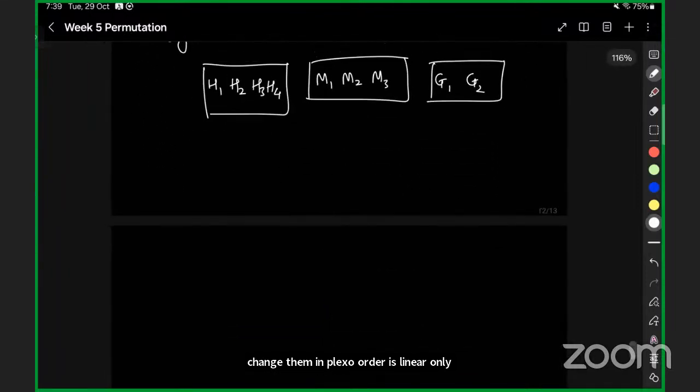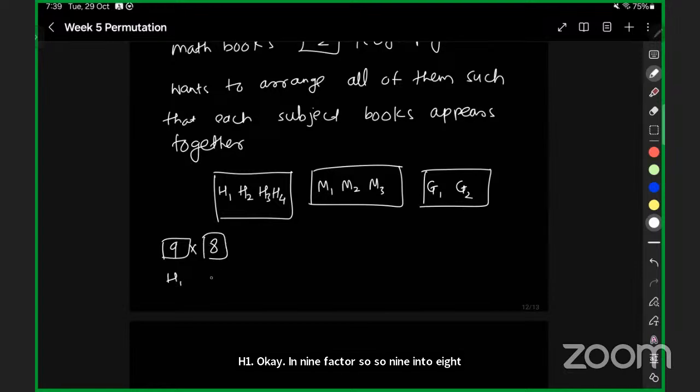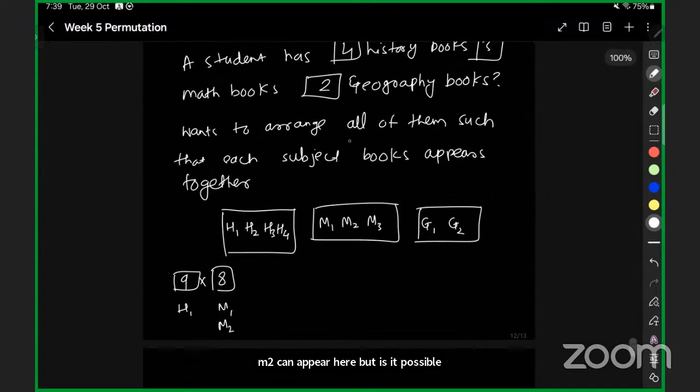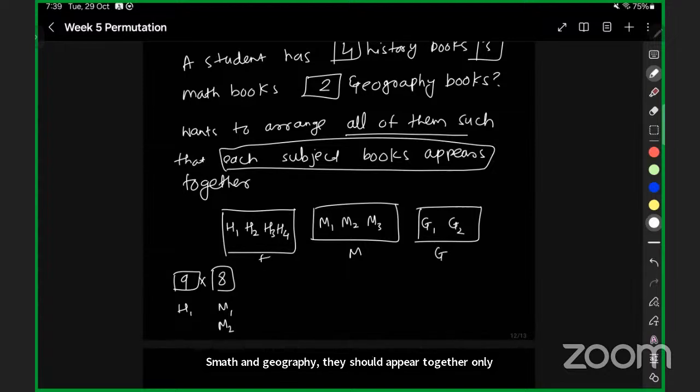So first, what will you do? 9 factorial. But in 9 factorial, this is also possible, right? Let's say the first position is taken by H1, then 9 into 8, so anyone can come next. M1 or M2 can appear here. But is it possible according to our condition that each subject's books appear together? History, math, and geography should appear together only as a bundle, and no one can come in between. So that's not possible. 9 factorial is not the right answer.